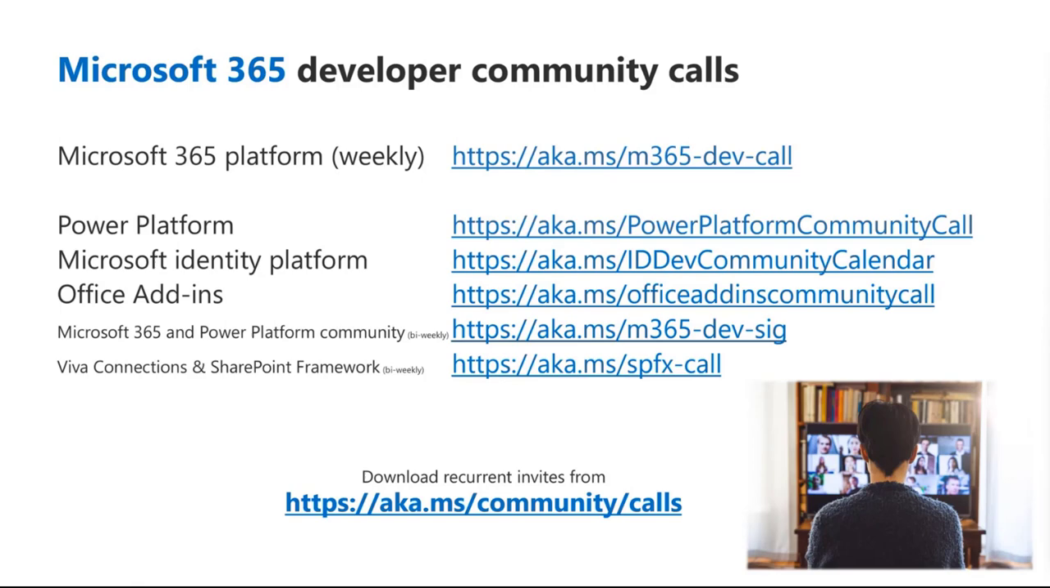So we have the Power Platform community call, which is happening this week, the Microsoft Identity Platform community call, which happens this week as well. So it's a really busy week of a sudden monthly call. And then we have our Thursday series, which is either Microsoft 365 and Power Platform community or the Viva Connections and SharePoint community call, happening every single Thursday, 7 a.m. Pacific time. In the 7 a.m. Pacific time Thursdays, that's more community presenters. But occasionally, there might be Microsoft presenters there as well.